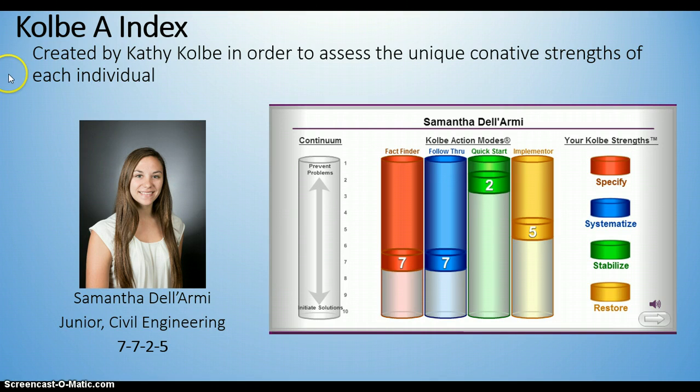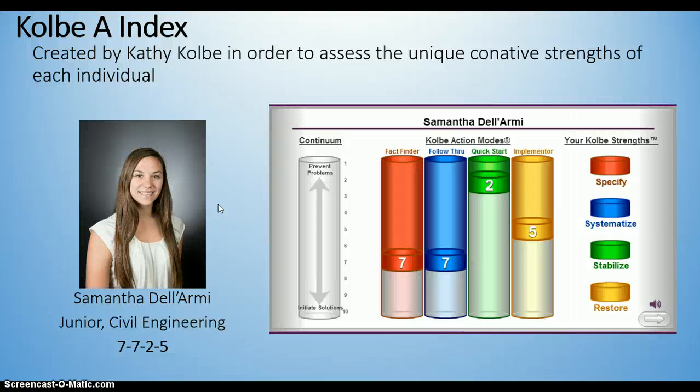So to go a little more into depth on the conative part of the mind, we will analyze the Kolbe A index. This is my personal Kolbe A index, and this was created by Kathy Kolbe in order to assess the unique conative strengths of each individual, because everybody has different Kolbe A scores and act differently under different situations. So my personal score is a 7.725, and each of these numbers fall into a different category.